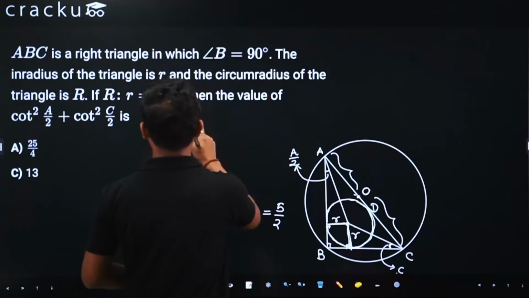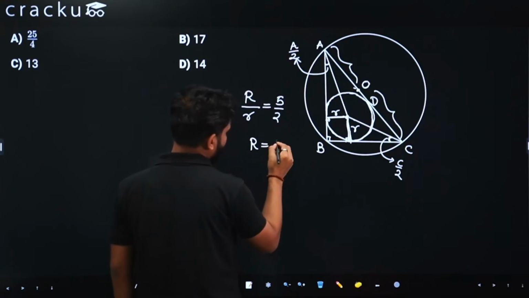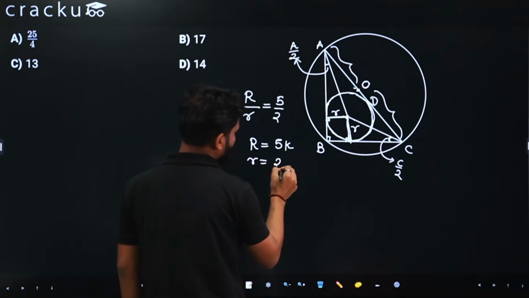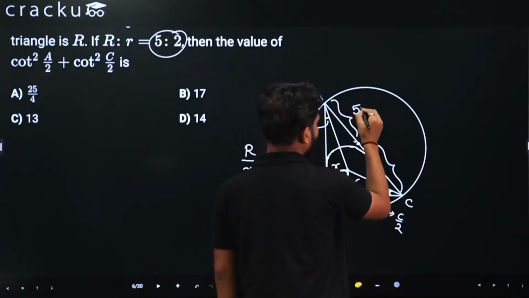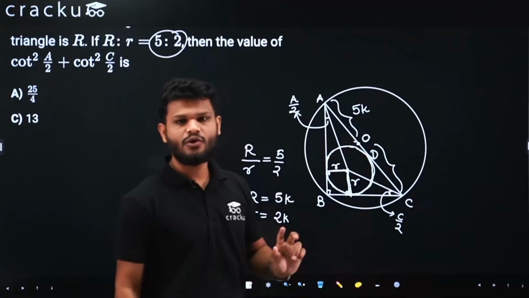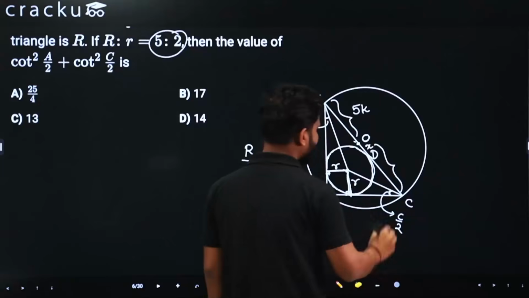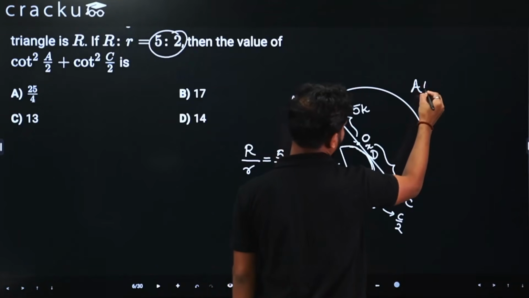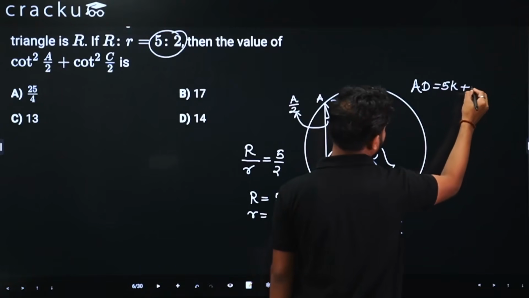It was given as 5 is to 2. So let us say R is equal to 5k and small r is equal to 2k, correct? So this AO is 5k. This OD, we don't know the length of OD. Let us assume this length is x. So what will be the length of AD? Length of AD will be 5k plus x.